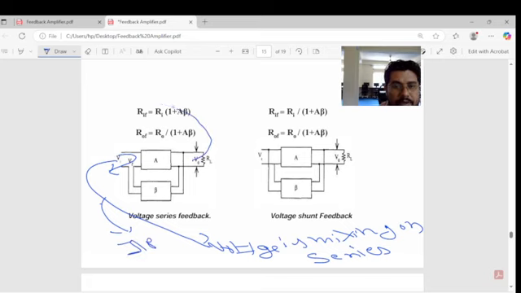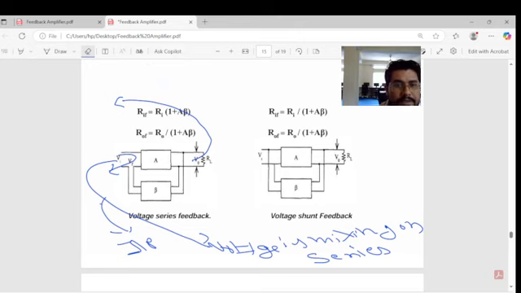This is the output terminal. At the output terminal, voltage is shunting. You can see that at the output terminal voltage is shunting. Here shunting of voltage is done. This is where node application is done.